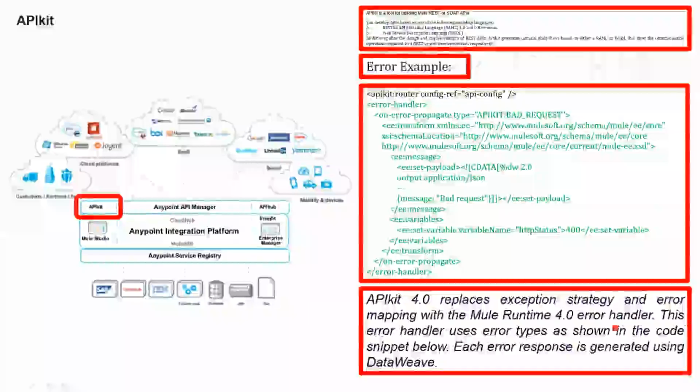As an error example, you can consider this one. This code snippet, in APIkit 4.0, replaces the exception strategy and error mapping with the Mule runtime 4.0 error handler. This error handler uses error types as shown in this snippet here. Each error response is generated using DataWeave.